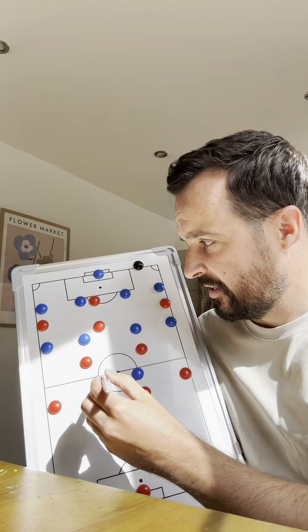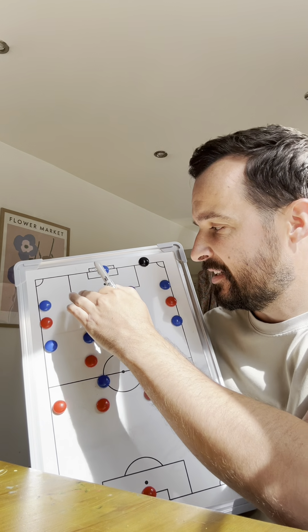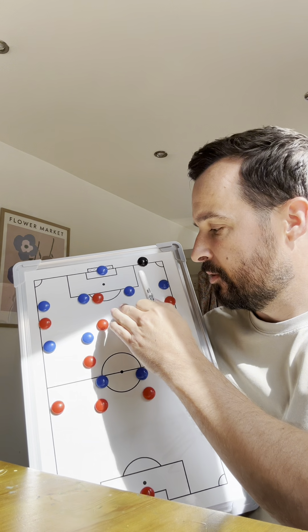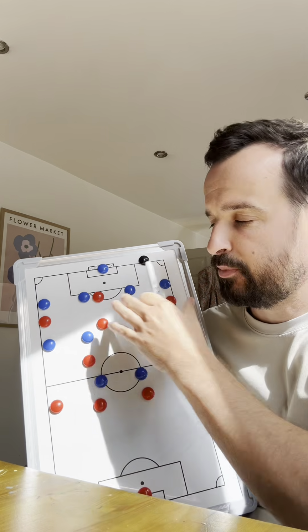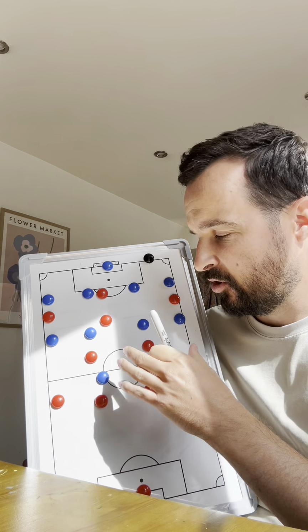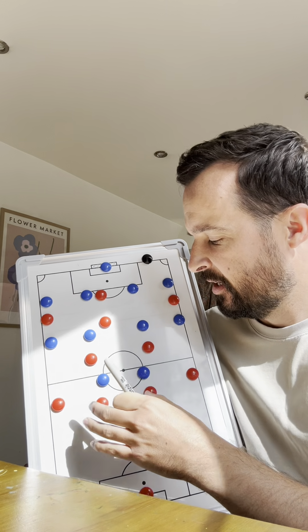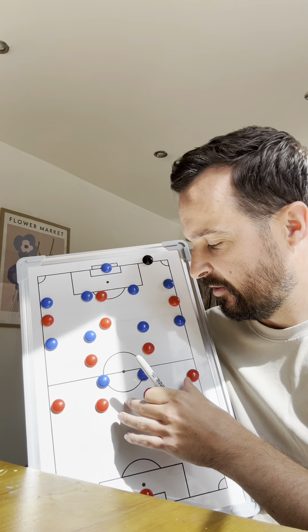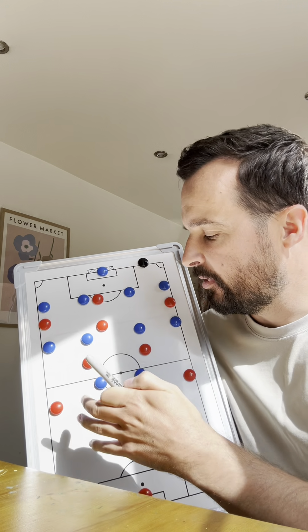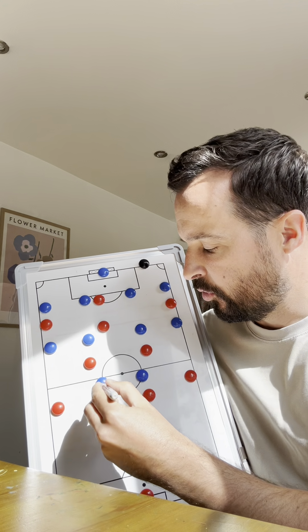And really simply, I've set up an opposition defending team out of possession in blue in a really simple 4-4-2. They're spread all over the pitch, so it's just for ease of the tactics board. And then I've got a red attacking team in a 4-2-3-1, so we can really just draw this point out.